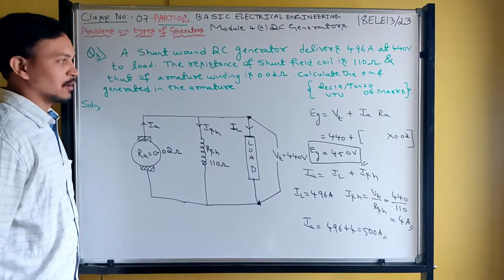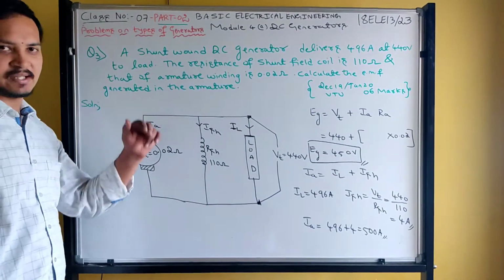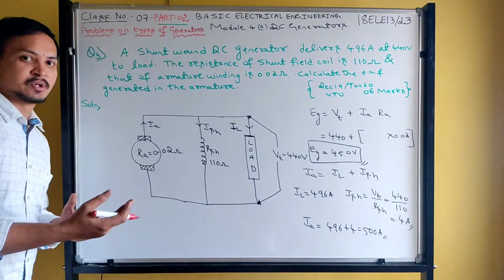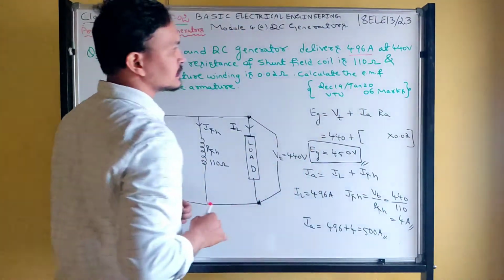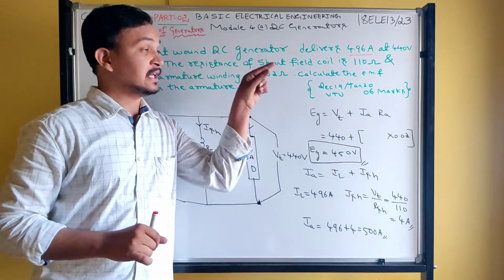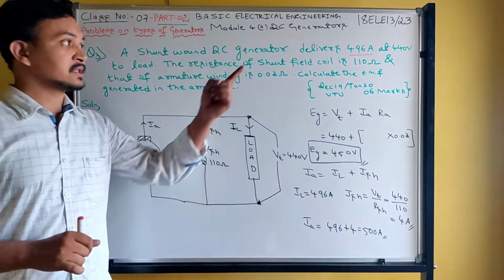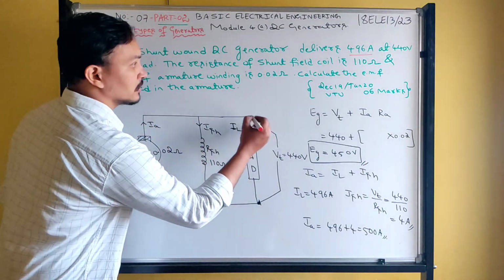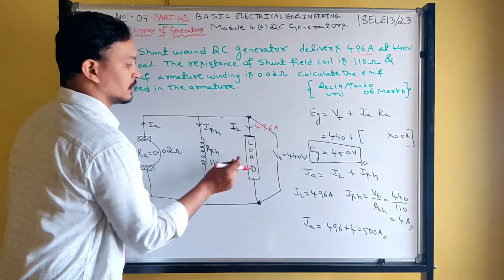Okay guys, next problem. A shunt-wound DC generator delivers... delivers means output side, load side. Delivers 496 ampere. Output side, what we have? Load side. What is the given value? Current. So given load current is 496 ampere.